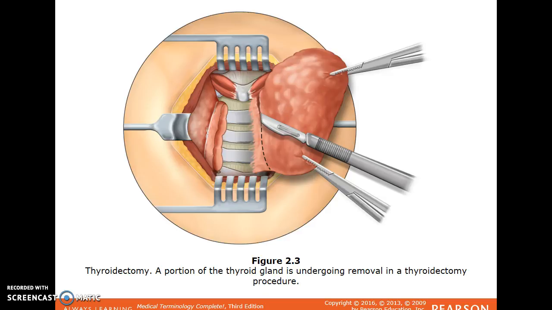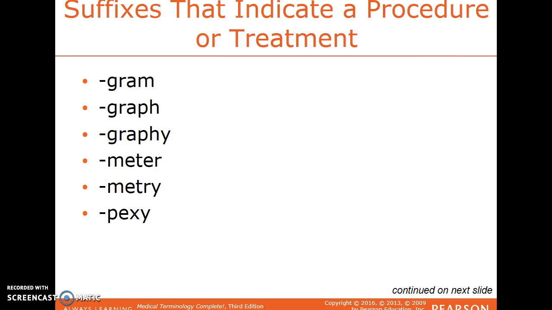Here is a picture of a thyroidectomy. A portion of the thyroid gland is undergoing removal in a thyroidectomy procedure. Ew. All right, so suffixes that indicate a procedure or treatment again. There's gram. A gram refers to a recording of something. A graph is the thing that is doing the recording, the instrument for recording. Graphy then is the picture or the process of recording.